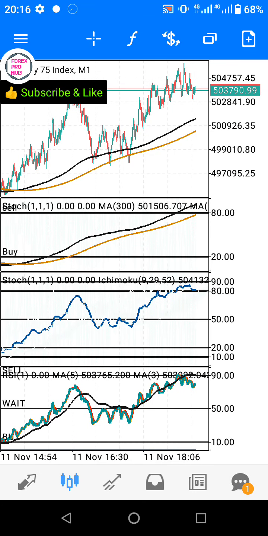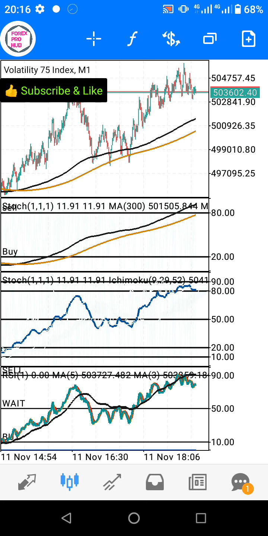Now that you're done with your setup, I'm going to show you how the strategy works. Don't forget, if you look up here, you see that we are currently on VIX 75 index, and this is the 1 minute time frame. I'm going to show you how the strategy works here.